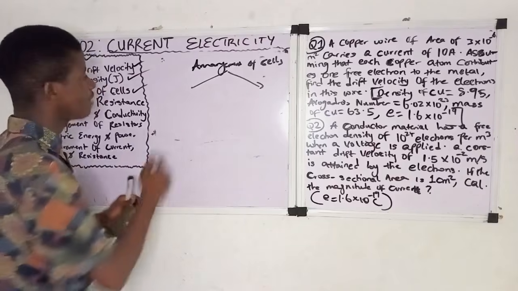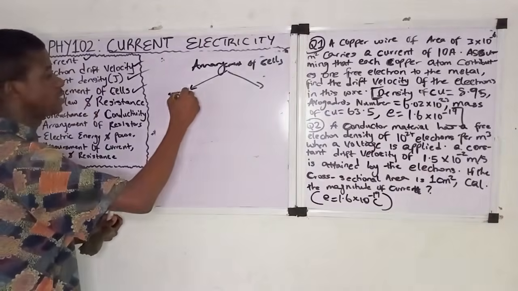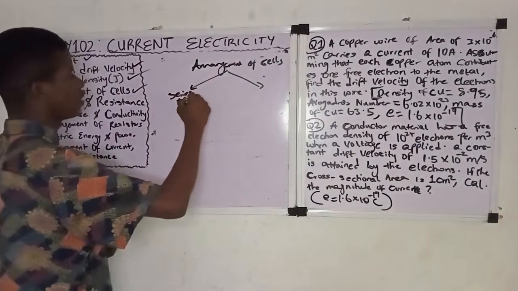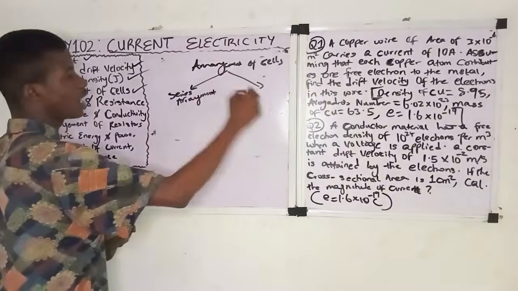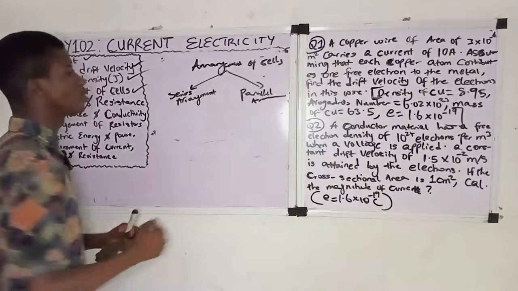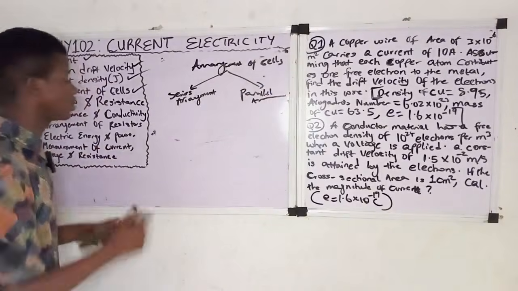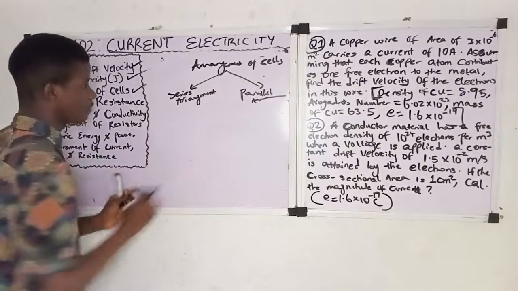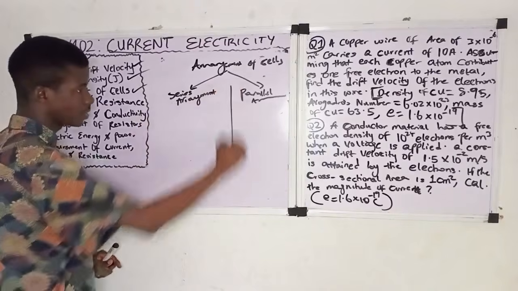There are two arrangements of cells. We have the series arrangement, and then we have the parallel arrangement. Now on series, very easy. So the EMF of a cell, now under series, then under parallel.